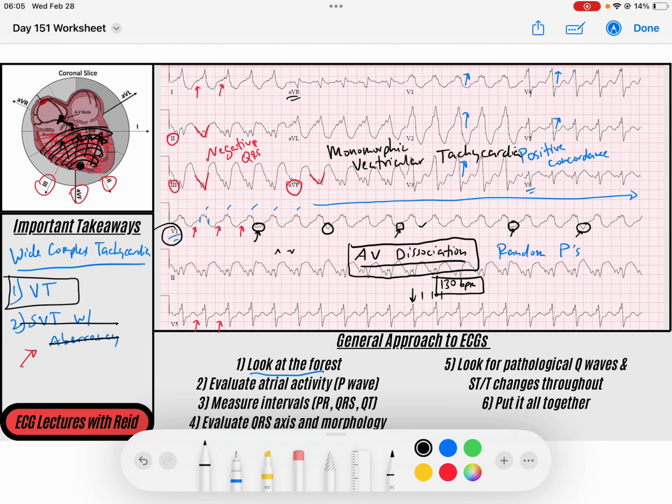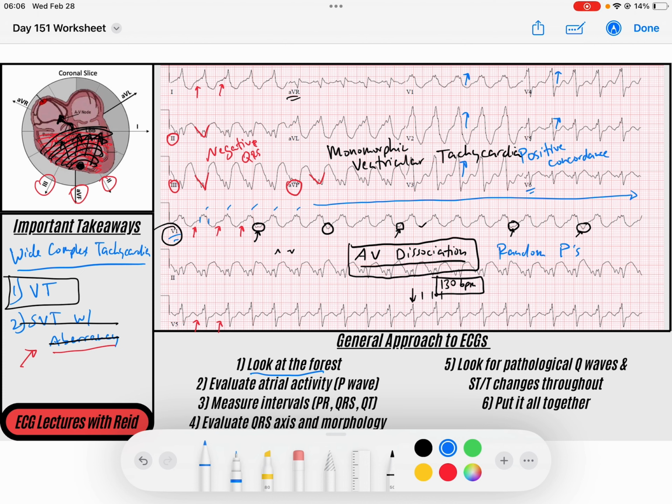So I hope this helps as you develop a system of evaluating wide complex tachycardias that are regular and monomorphic, right? Really it's SVT with aberrancy versus ventricular tachycardia, right? If you want to get better at recognizing SVT with aberrancy, well, you know that aberrancy has to have some type of pattern to it, right? Like a bundle branch block pattern. So you can start off by looking for that.